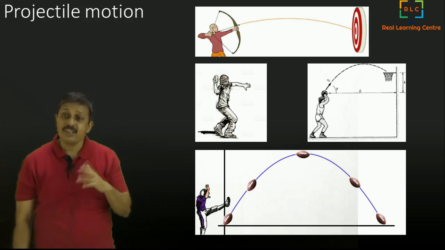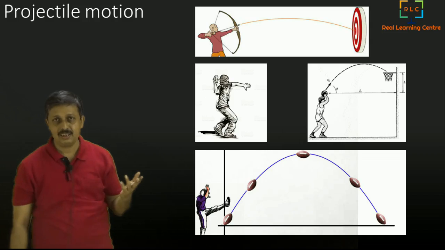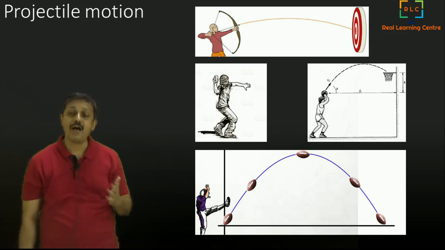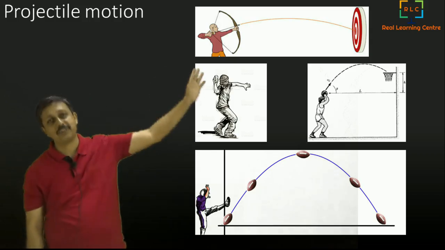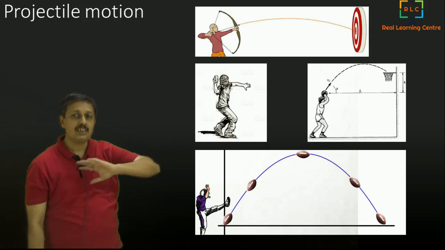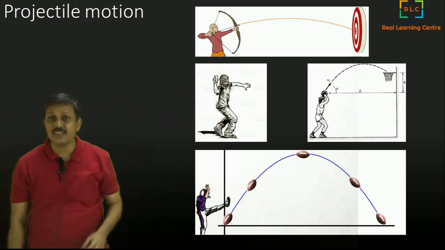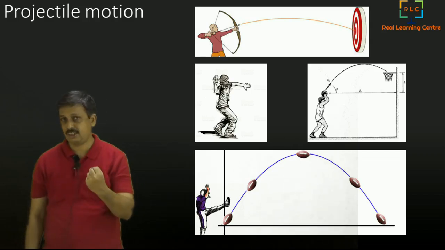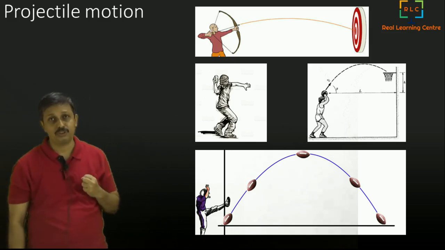So whenever you are throwing something in the Earth's gravitational field, it tends to take a path which is called a projectile path. The word itself is project something, okay, and it will take a projectile path. That is called projectile motion. So it's a specific case of 2D motion which has certain characteristics. Let us see what are the characteristics of projectile motion.